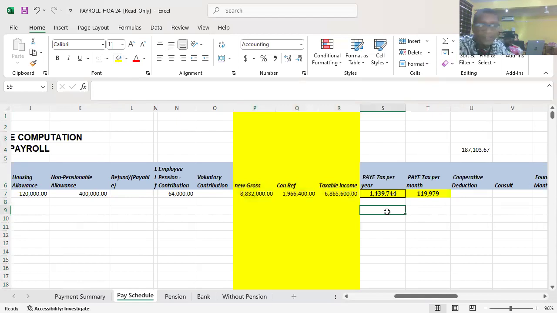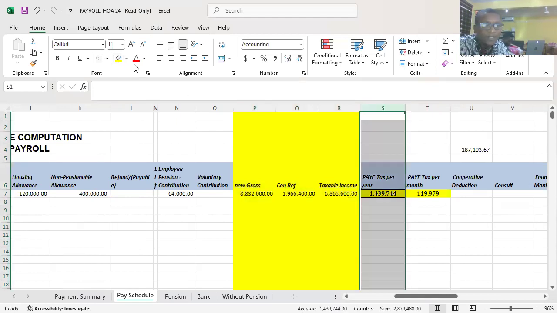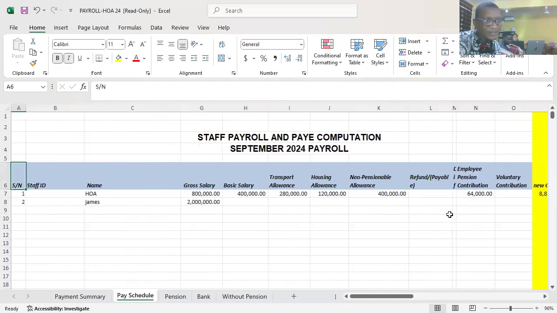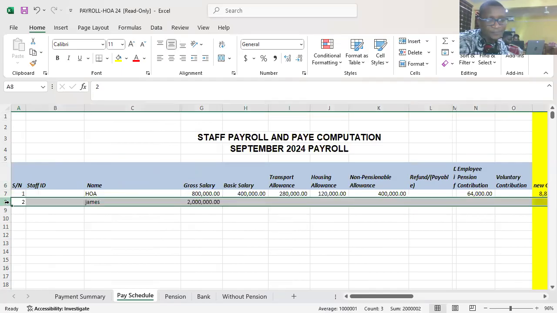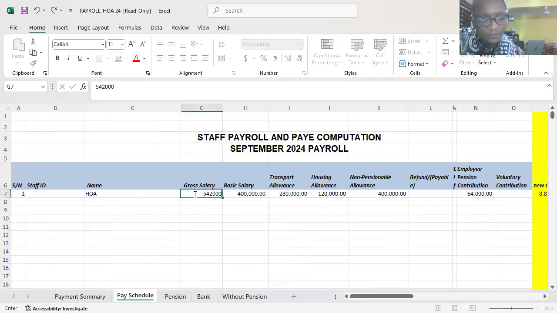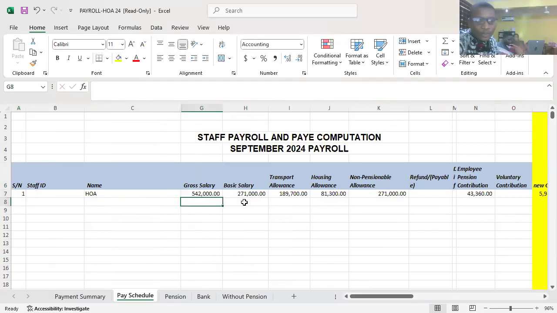This one is also not needed because it's also part of our tax per year. But we need to recognize our tax per month. So everything has been linked together now. If I change this 800, I don't even need to do another one here. Let me remove this. If I change this 800 to 542,000, you will see that everything changed automatically because everything has been linked together.